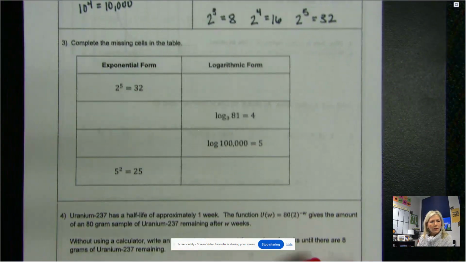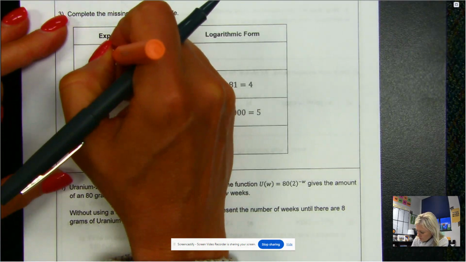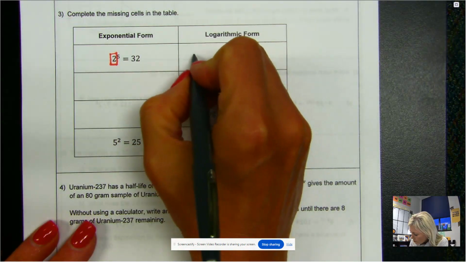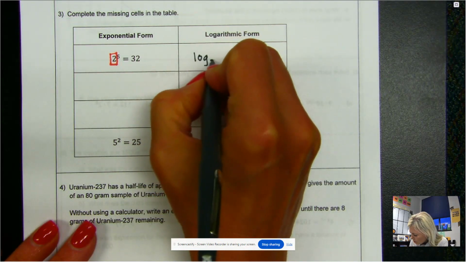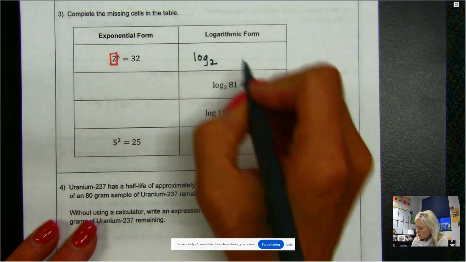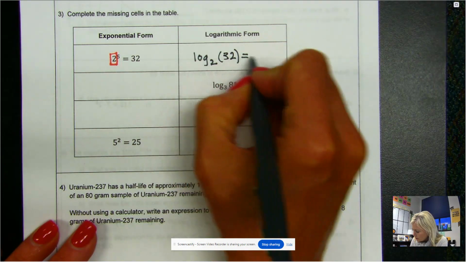All right, in the next section, converting between exponential and logarithmic form. The thing to remember is when you are starting with exponential form, whatever that base is also going to be the base of the log. So log base 2, and then the exponent is the answer. So it's log base 2 of 32 is equal to 5.